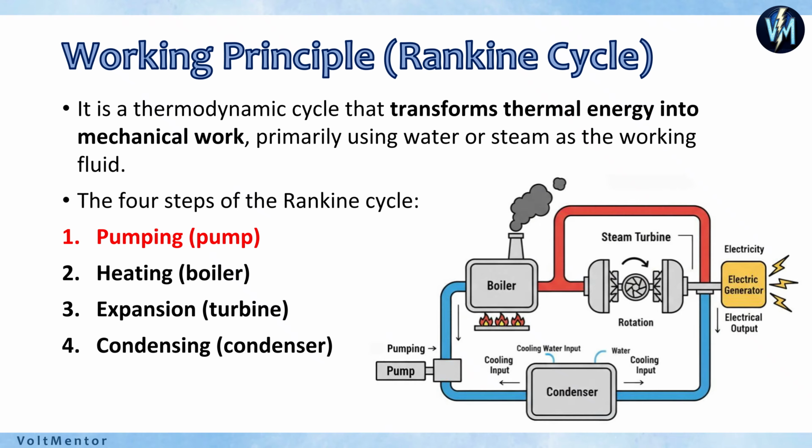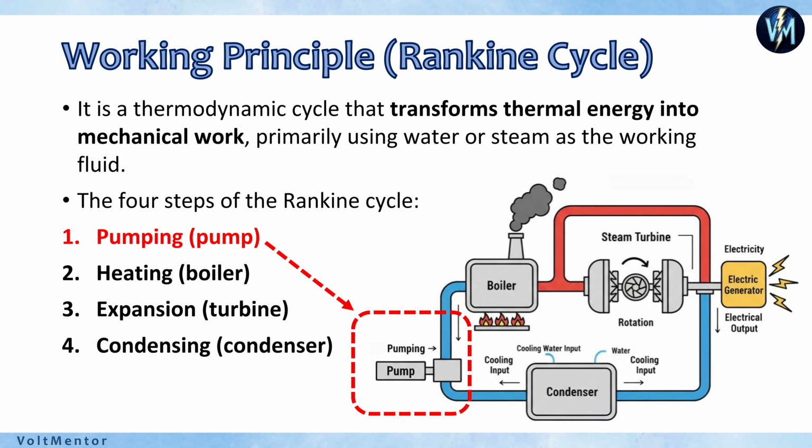Now, let's know the working principle of a thermal power plant. The working of a thermal power plant is based on the Rankine cycle, a thermodynamic cycle that converts heat into mechanical work. It mainly uses water or steam as the working fluid and runs through four basic steps. These are pumping, heating, expansion, and condensing.